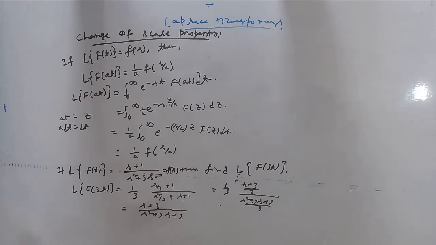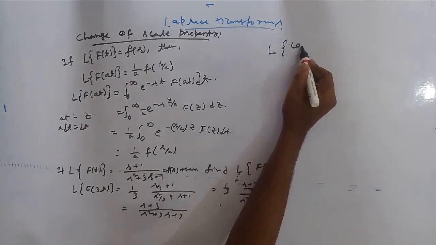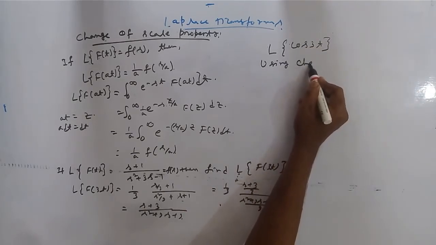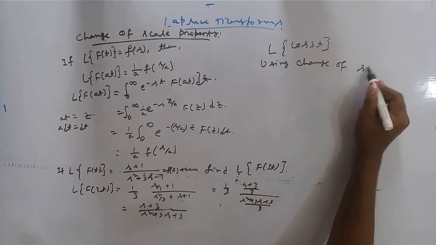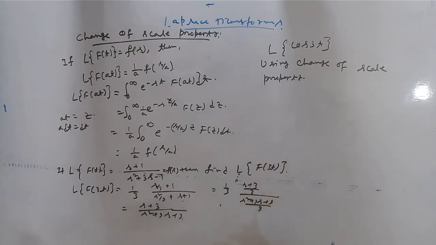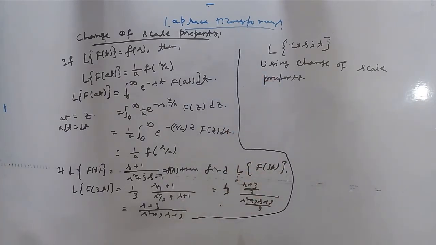Now I will give you another example. Suppose the question is we have to find L of cos 3t using change of scale property. We know the Laplace transform of cos 3t, the basic result which we have already found out by applying the definition. But if it is asked to find L of cos 3t using change of scale property, then how to do it?